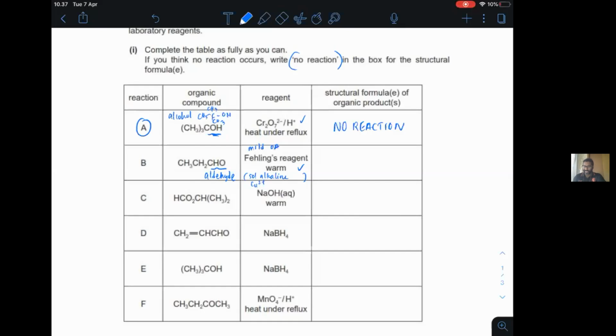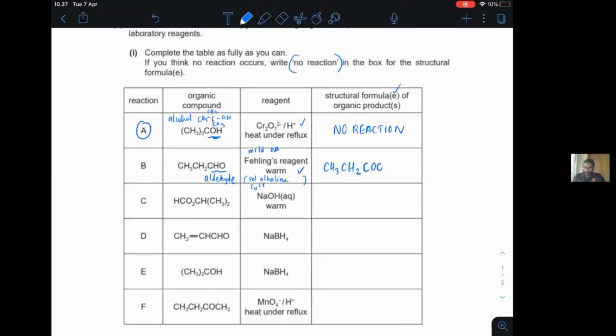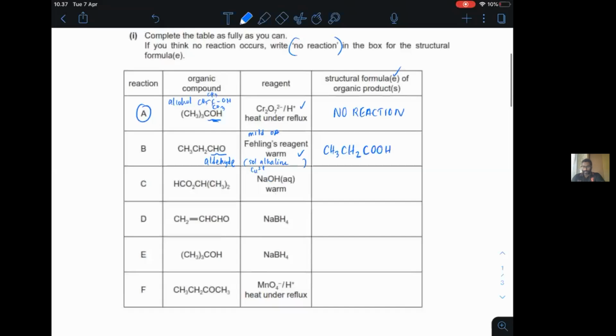So what is going to happen to aldehyde? Aldehyde is going to change into carboxylic acid. They want the structural formula, so you just put CH3CH2, and this changes into carboxylic acid, COOH. That's it. Now for this other part, I want to write H, then carbon, then O2, and then CH, and then CH3, CH3.